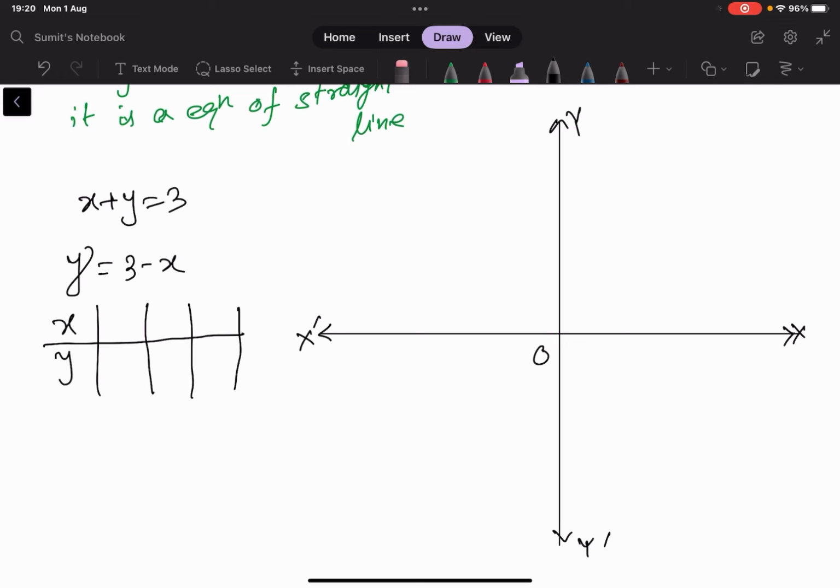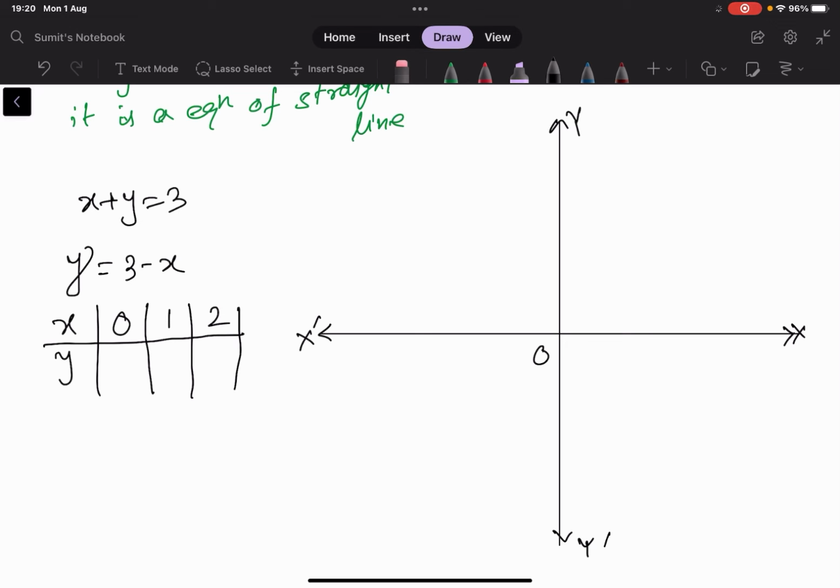So suppose I can take any values of x. Any values of x means what? Any integral values of x, like 0, plus 1, plus 2, plus 3, minus 1, minus 2, minus 3, like that. No need to take fraction values. Avoid fraction values, okay? Take integral values of x so that integral values of y will come. So I can take 0, 1, 2.